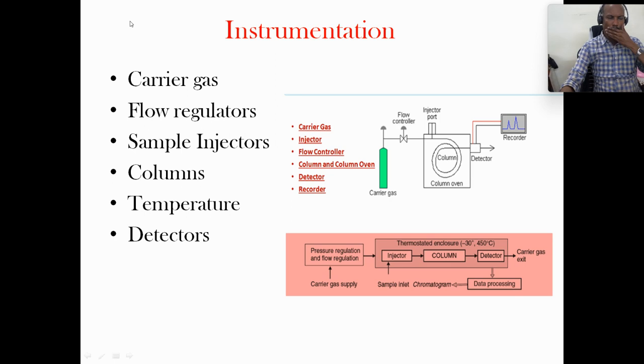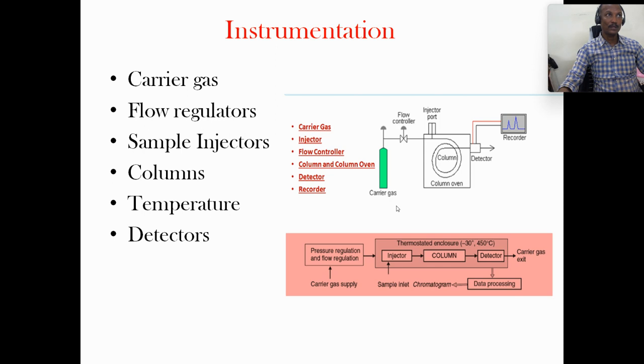Mainly, the first important component is the carrier gas. Next are flow regulators, sample injectors, columns, temperature, and detector. These are the important components of instrumentation of gas chromatography, and every component has its own importance. This can be considered as a block diagram for the gas chromatography.